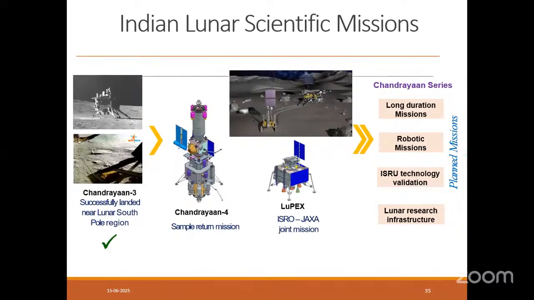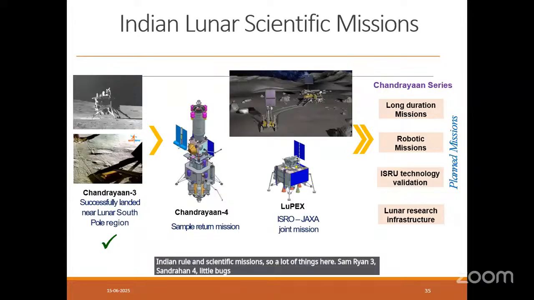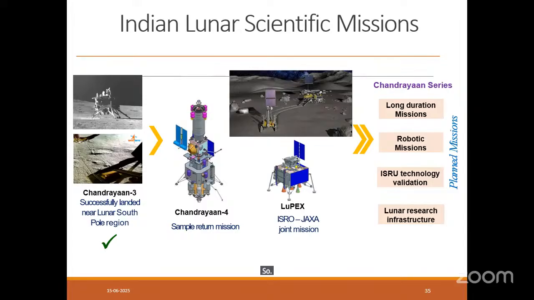Indian robotic and scientific missions. So a lot of things here. Chandrayaan 3, Chandrayaan 4, LUPEX. So these are the ideas. Almost we have reached Chandrayaan 3. So next we are planning for Chandrayaan 4 and LUPEX. We are having that jointly with the Japanese JAXA.